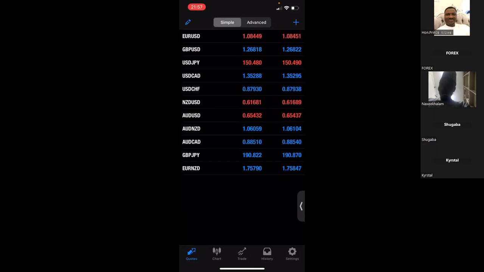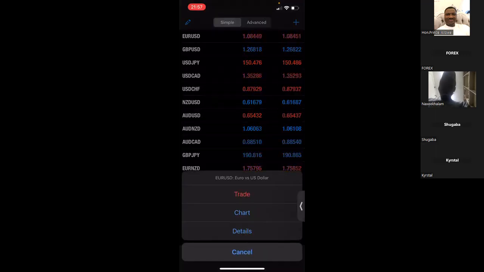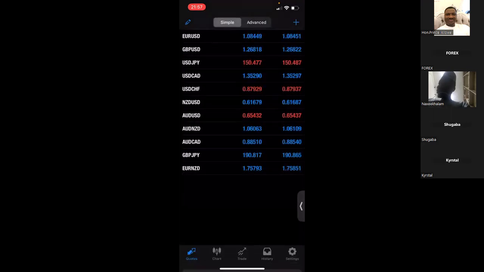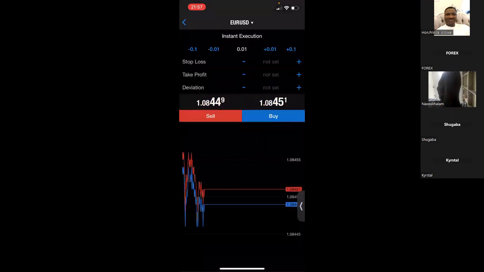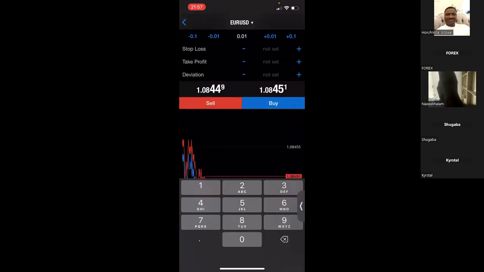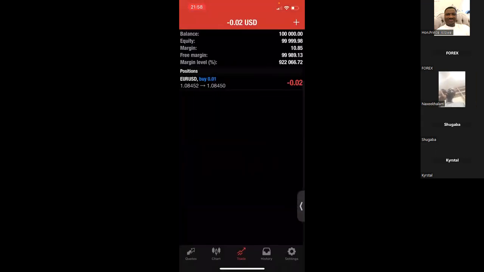So for you to place a trade, you just click, press and hold. It's the same thing with Android. This is iPhone, but it's the same for Android users too. You click trade. Once you click trade, you're seeing buy or sell. What you're seeing here is for a micro lot, 0.01. I showed you on the slide already. This is 10 cents per pip for micro. So if I want to buy, I click buy Euro USD.